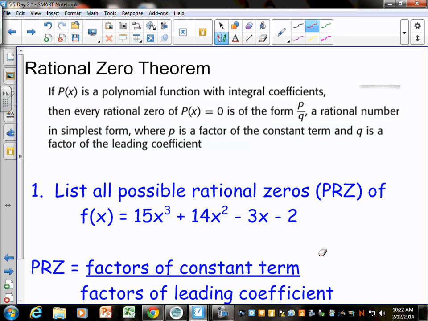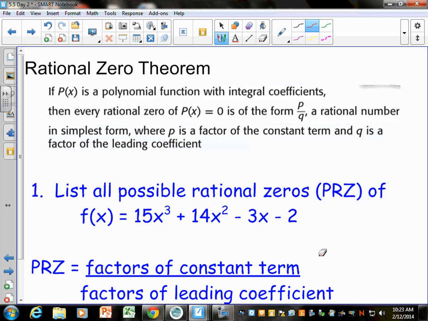Okay, so the rational zero theorem says that for every polynomial function that has integer coefficients, that's what integral coefficients means, every rational zero that you could write as a rational number, like 1/2 or 3/4, it doesn't mean square roots, will always be a factor of the constant term over a factor of the leading coefficient. So that's what all this says.